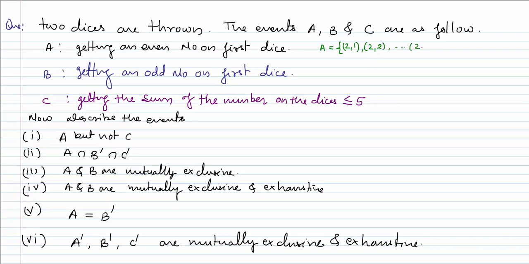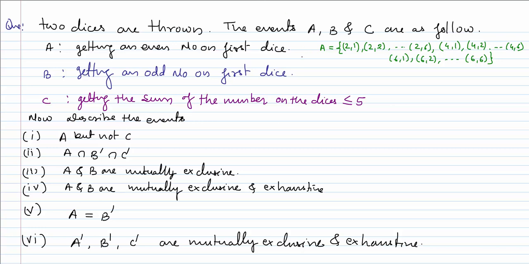Similarly, (2,6) on the first die, getting an even number on the first die: (4,1), (4,2), similarly (4,6), and then we have (6,1), (6,2) and so on up to (6,6). In this case, you can see you are getting an even number on the first die.